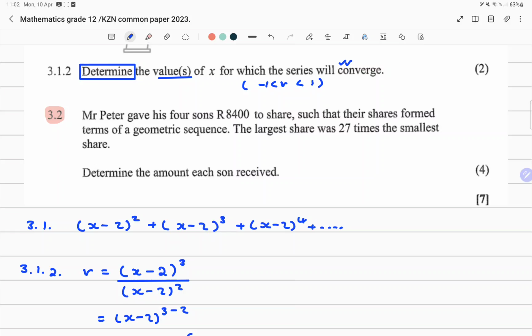Anyway, Mr. Peter gave his 4 sons, how many are they? 4, 8,400. Okay, the man is rich, to share such that their shares formed a geometric sequence. So this is an application of geometric sequences.